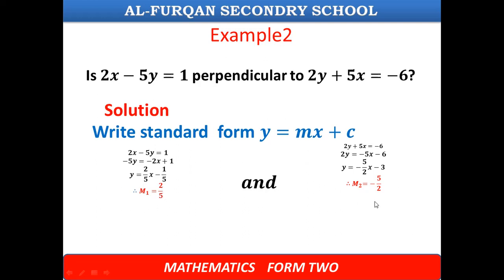5 times 2 is 10. 10 divided by 10 is 1, then minus... Therefore, we have a hypothesis about the gradient.